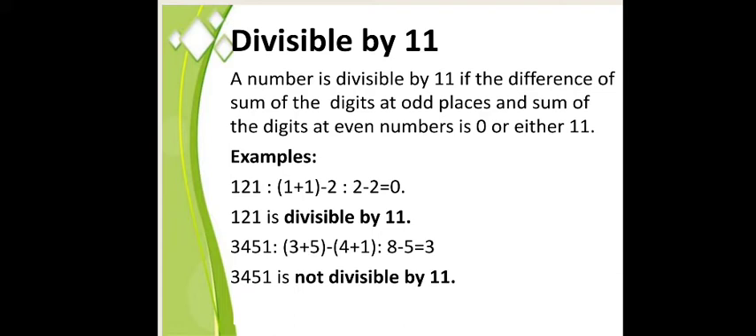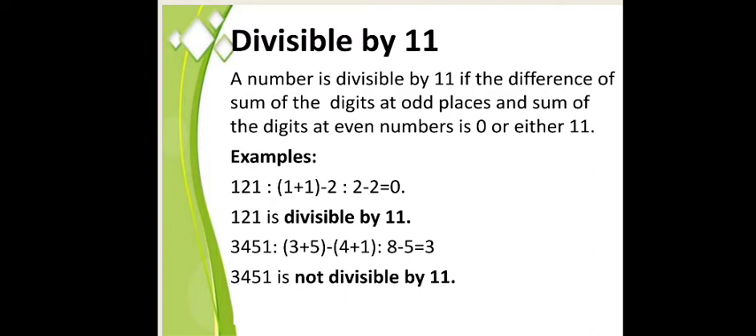See the example 121. First you have to add the digits at odd places and subtract the digits at even places. So 1 plus 1 is 2. So 2 minus 2 is 0. So we are getting an answer as 0. So this number is divisible by 11.